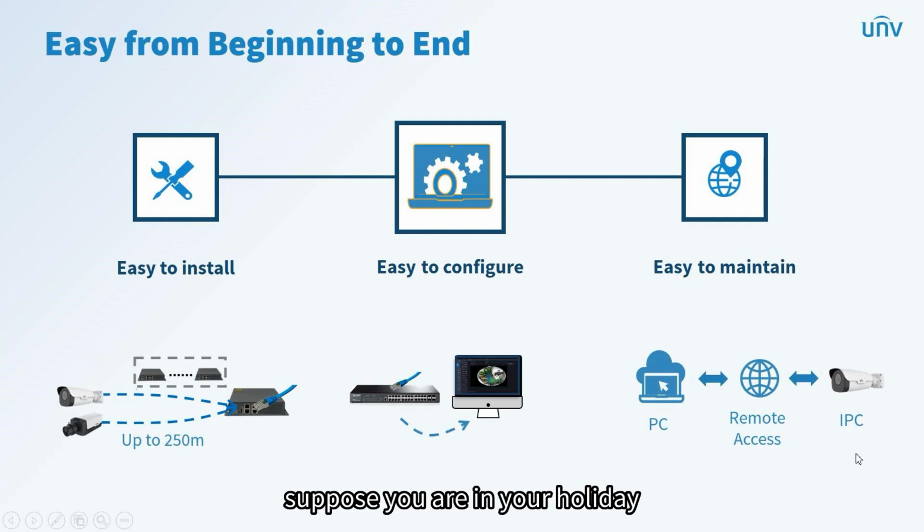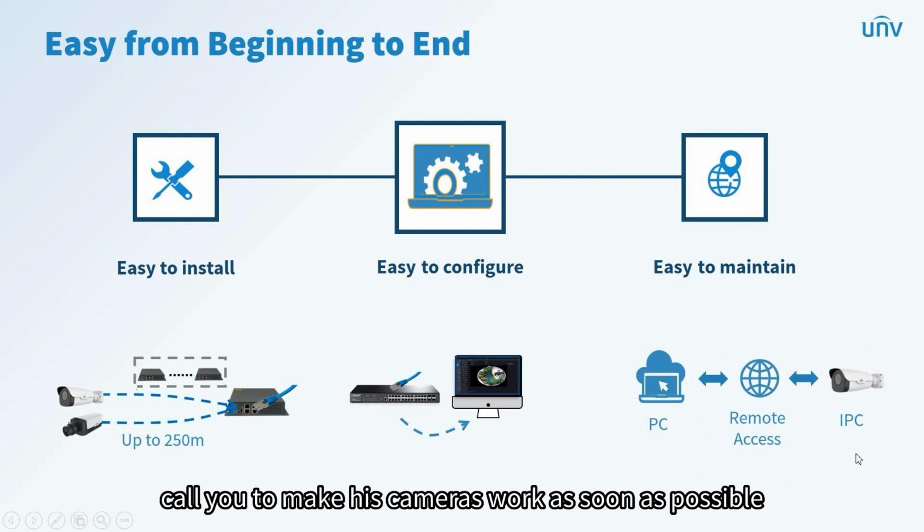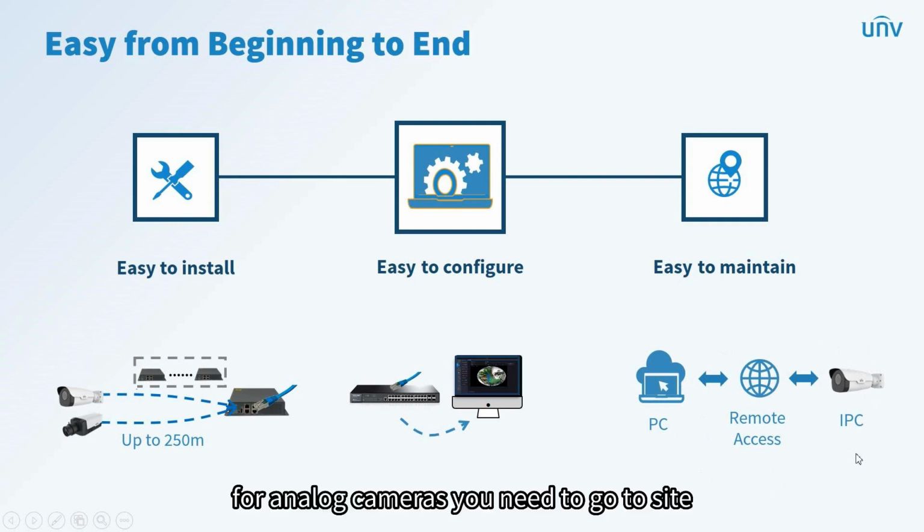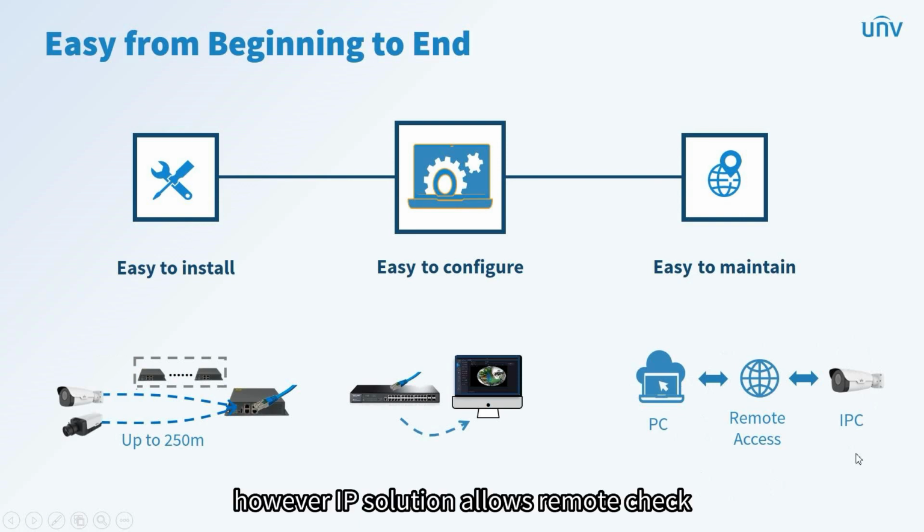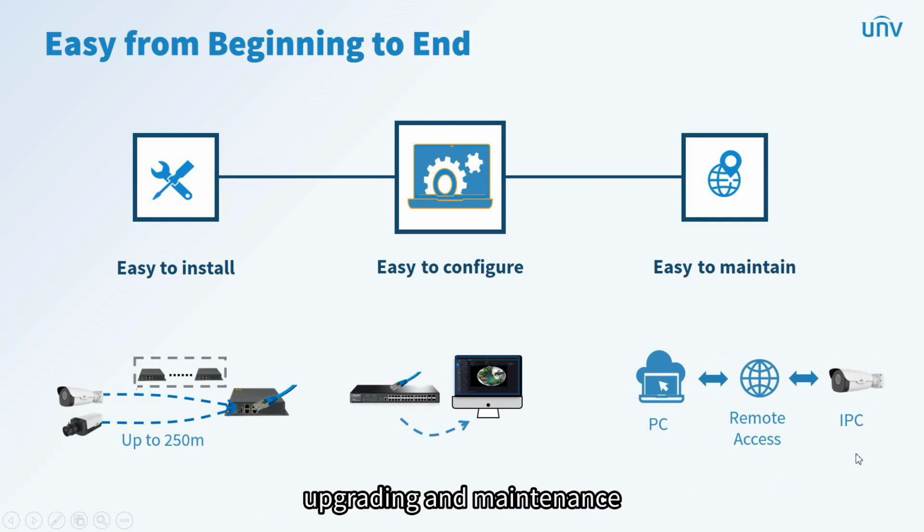Suppose you are on your holiday, and suddenly your important client calls you to make his cameras work as soon as possible. For analog cameras, you need to go to site, check and fix the problem, right? However, IP solution allows remote check, upgrading and maintenance. You can solve the camera's problems anywhere with the help of the internet.